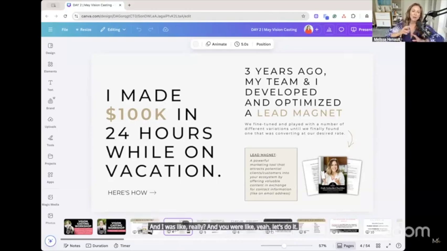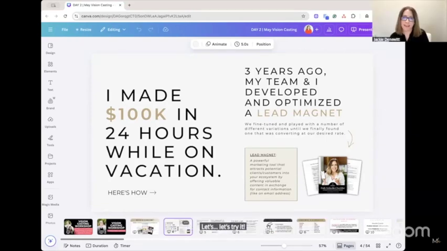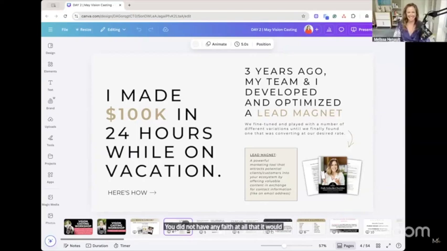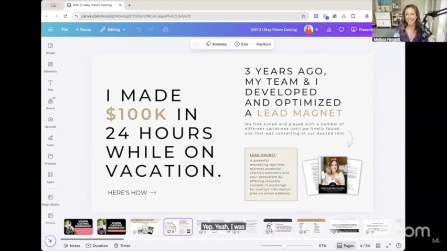And you were like, yeah, let's do it. She was like, we've been growing the list for 2 years. We've been nurturing it. I was like, okay, let's try it. You did not have any faith at all that it would work. Like zero faith that it would work. She was like, you just go play. You just do it. Yeah, I was like, have fun. And I'm going to go chop down a Christmas tree.